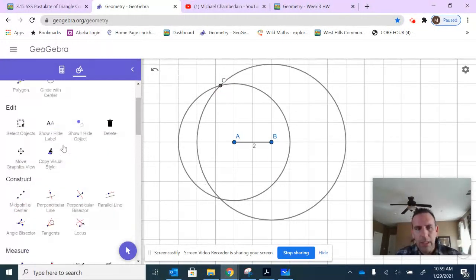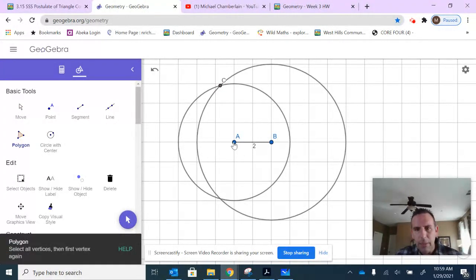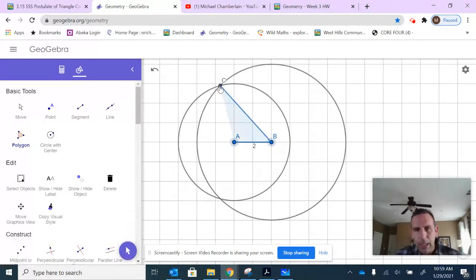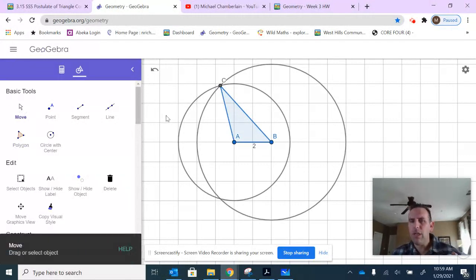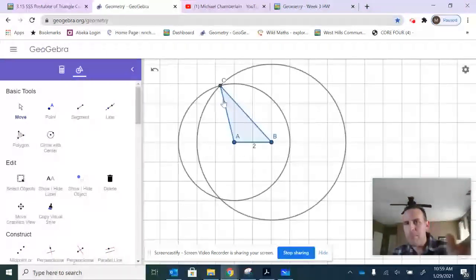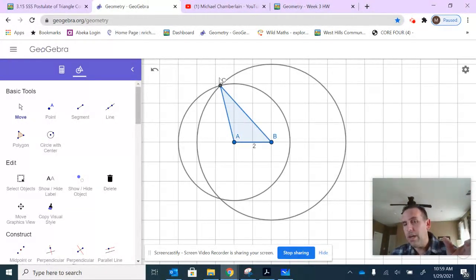Now, what you've basically done is created a polygon. Let me connect A, B, and C into a triangle such that the sides have lengths 2, 3, 4. Now, how do we know this? Well, I can turn on the feature and show you, but the reason we know is because the distance from A to C is a radius of a circle of radius 3, and the distance from B to C is on a circle with radius 4. I set it up that way, or constructed it that way.